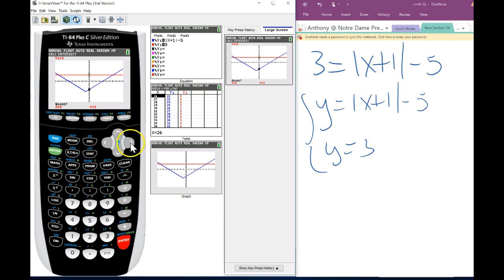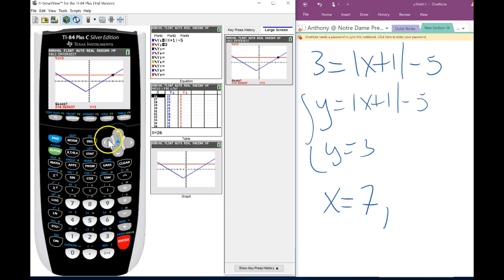And then it asks for a guess. So you move your cursor so that it's close to where you think the intersection is, and press enter. There it says x equals 3, so one of my solutions is x equals 3.